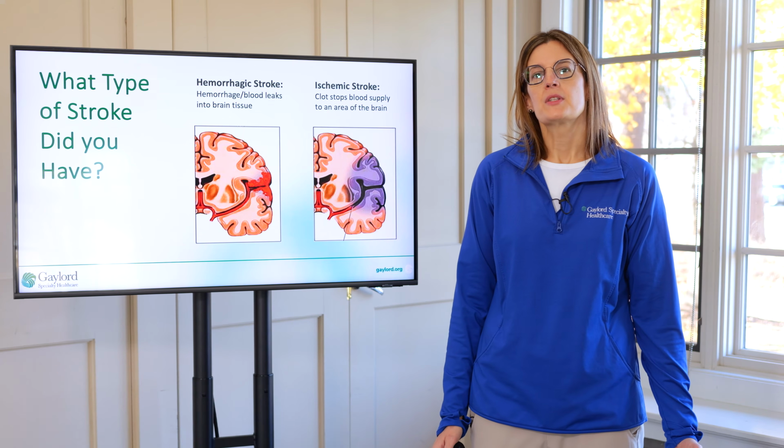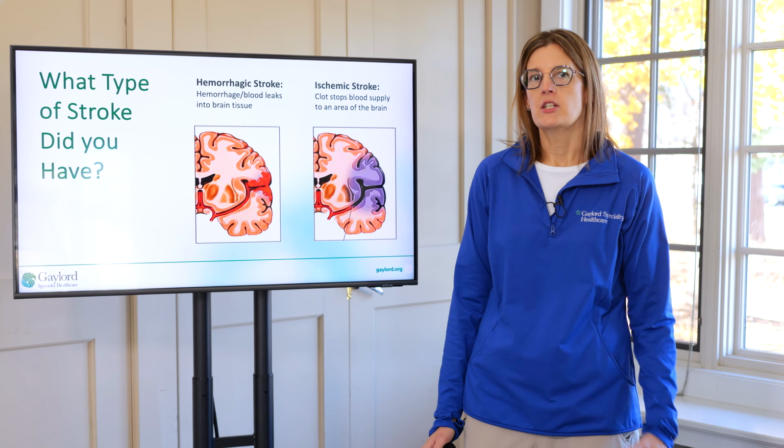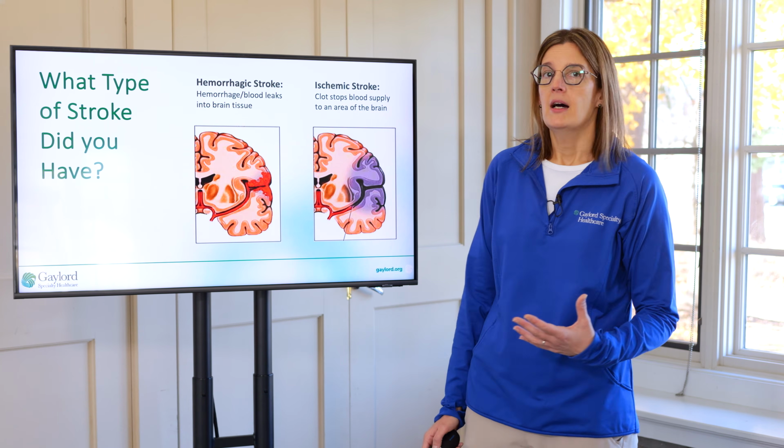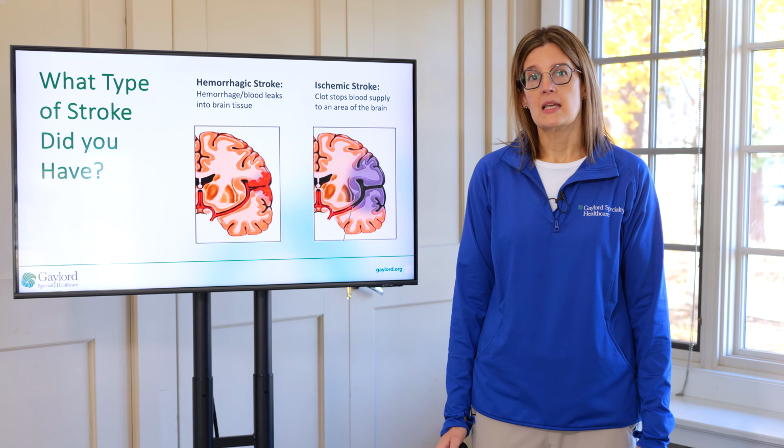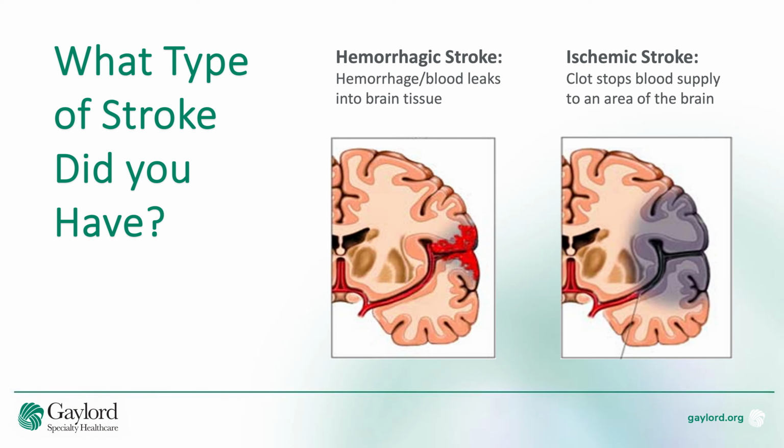There are two types of stroke, so we're going to spend a little time today talking about the different types of stroke. The most common type is the ischemic stroke. About 80 to 85% of strokes are ischemic in nature. An ischemic stroke is one that is caused by a blood clot.